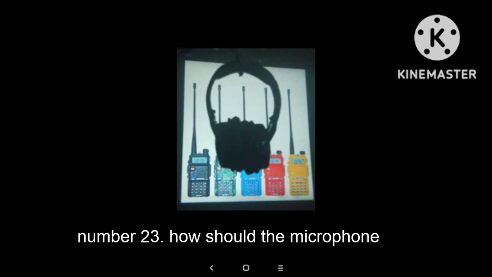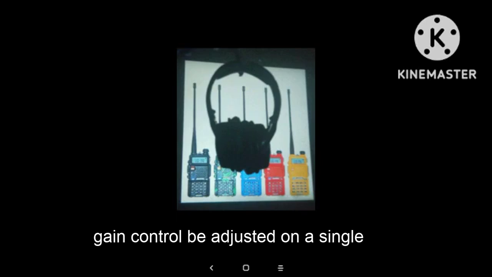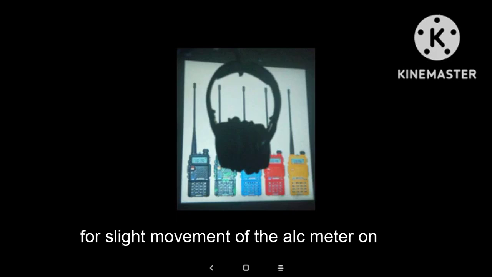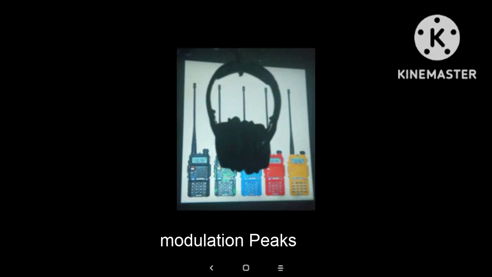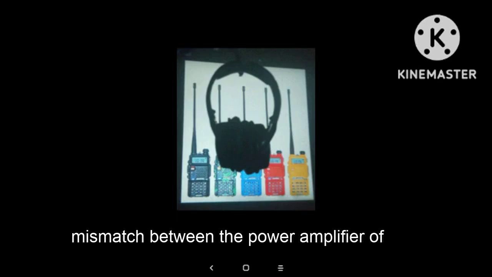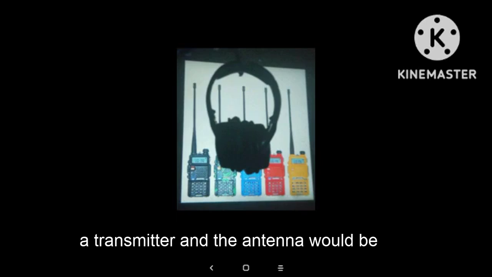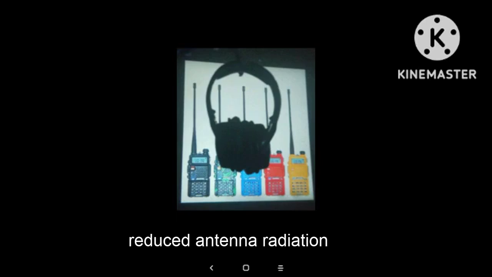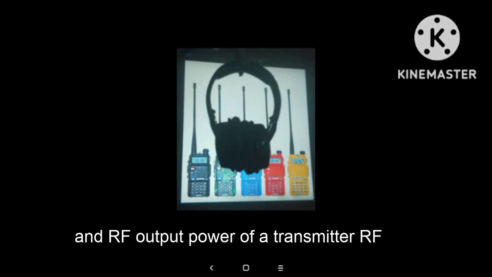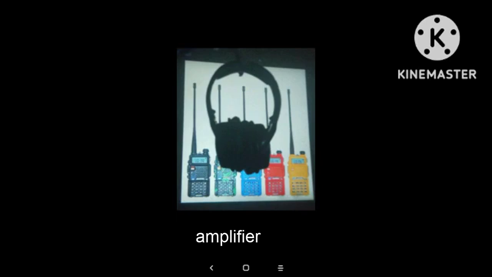Number 23. How should the microphone gain control be adjusted on a single sideband phone transmitter? For slight movement of the ALC meter on modulation peaks. Number 24. One result of a slight mismatch between the power amplifier of a transmitter and the antenna would be reduced antenna radiation. Number 25. The difference between DC input power and RF output power of a transmitter RF amplifier appears as heat dissipation.